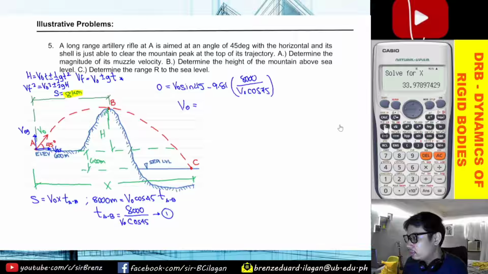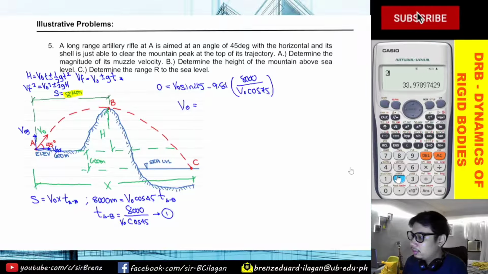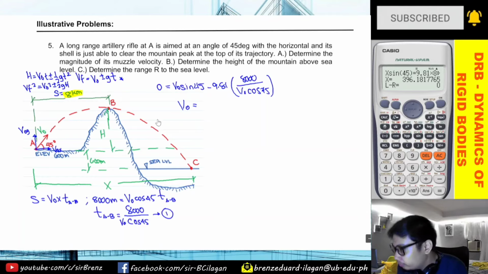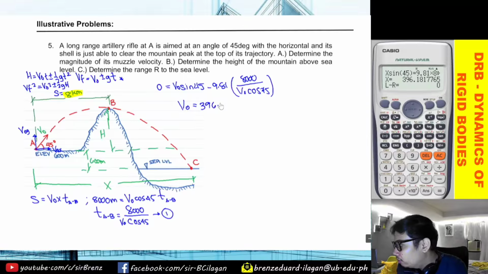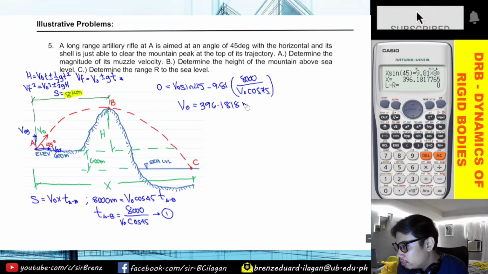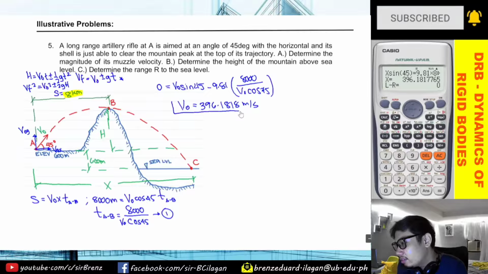So shift solve. Lagyan natin positive value. So 396.1818 meters per second. Medyo mabilis kasi, bahala siya eh, rifle. So this is the answer for letter A.